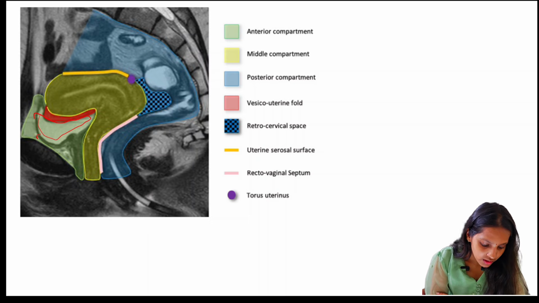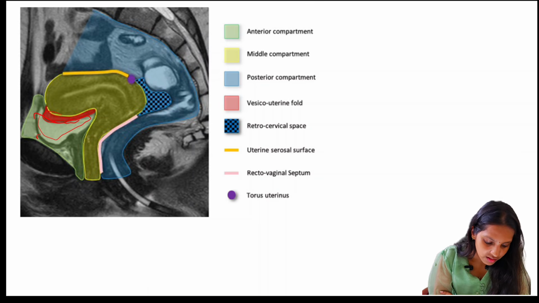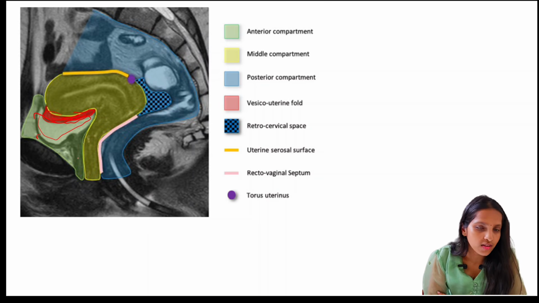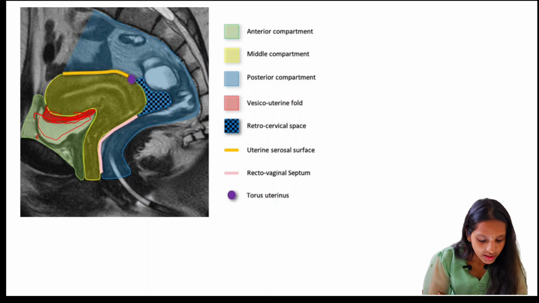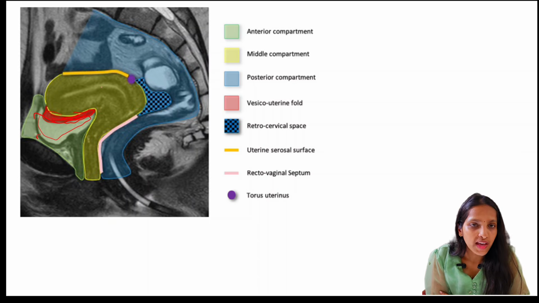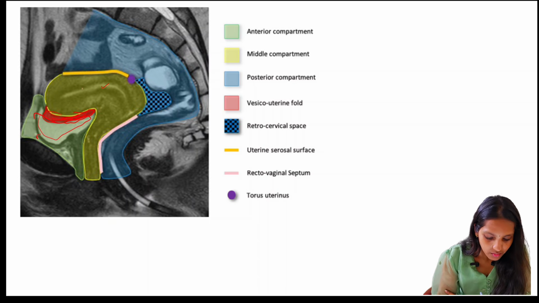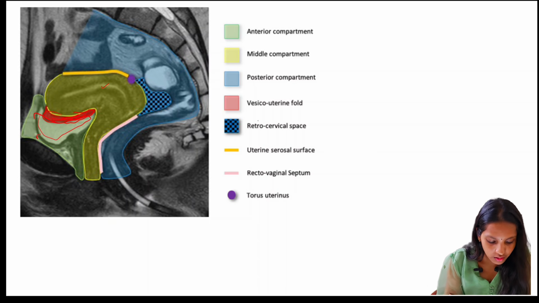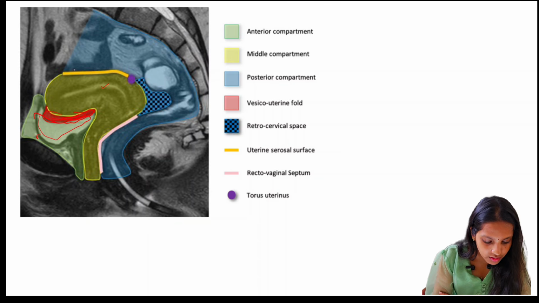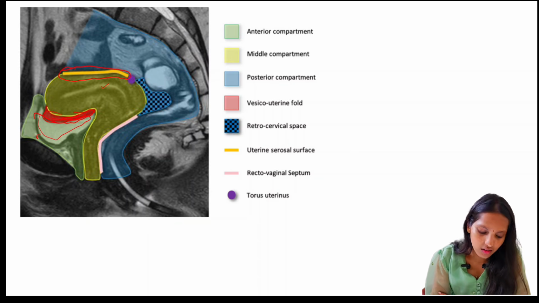It also consists of the ureter and the vesico-uterine fold, which is marked in red, and the vesico-vaginal septum. The middle compartment usually comprises the endometrium, the parametrium and the myometrium, along with the uterine serosal surface, which also acts as a site of deposits for deep endometriosis.